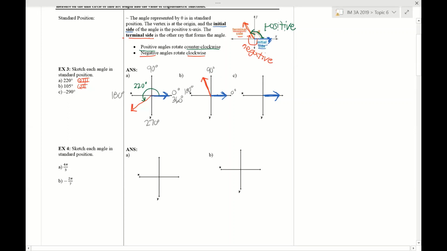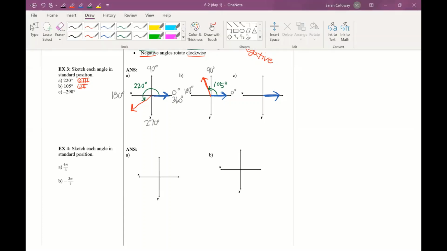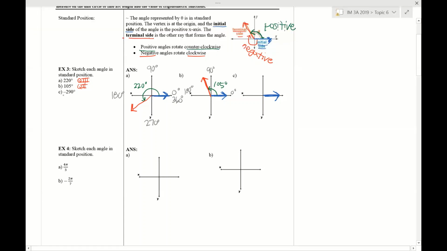From the initial side towards the terminal side, I always have to draw an arc so that I know what direction the angle is, and I'm going to label the angle measure next to that arc so that I can visualize what a 105-degree angle looks like. What's changed in negative 290 is that because it's negative, that tells us that we're going to rotate clockwise instead of counterclockwise.